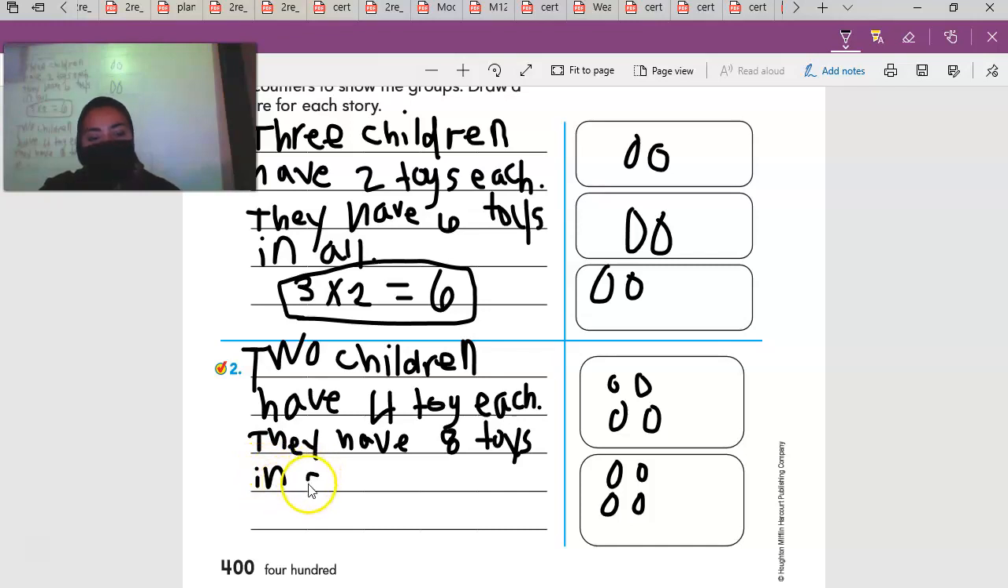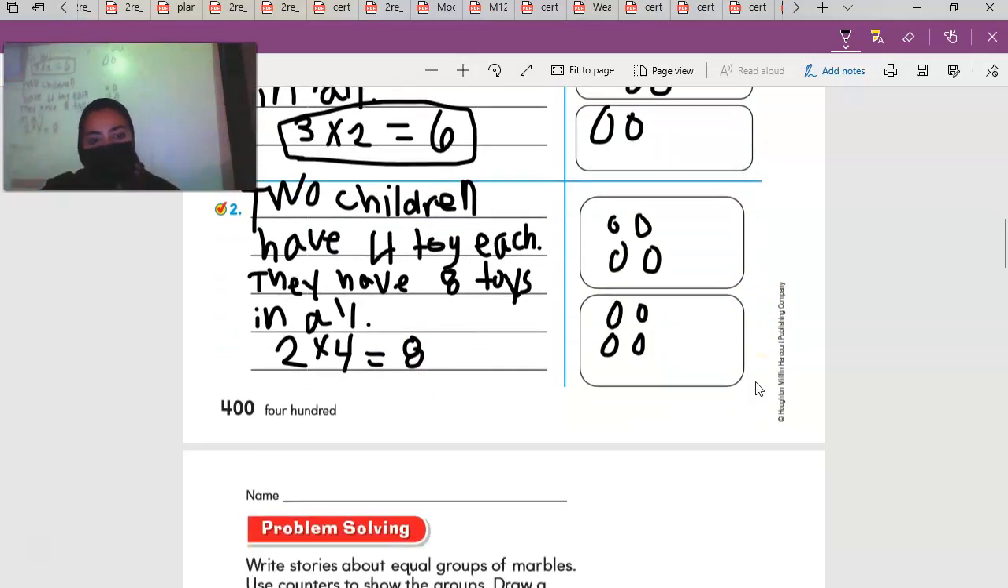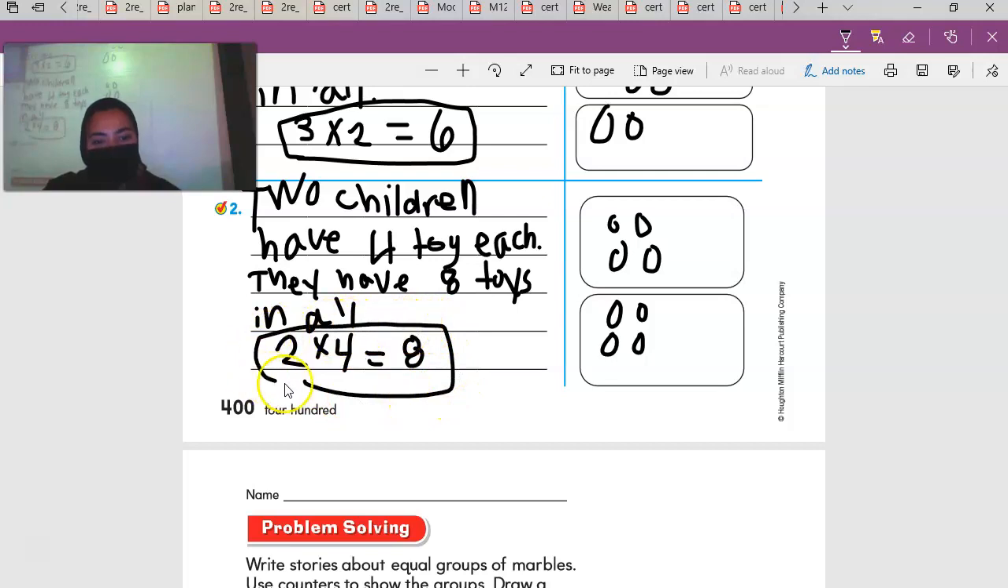Now you have to write the multiplication sentence to that. So that's going to be, how many equal groups are there here? 2. Times how many toys in each group? 4. 2 times 4 is 8. Very good, Amaria. 2 times 4 is 8. Make sure you write the multiplication sentence down too. Okay?